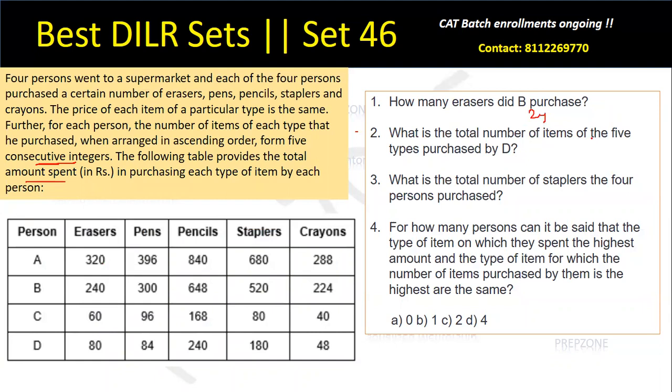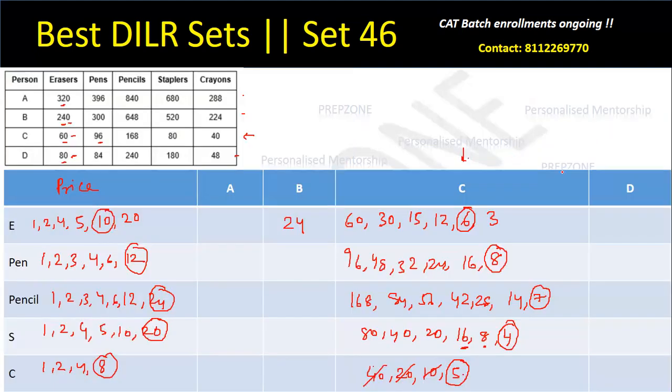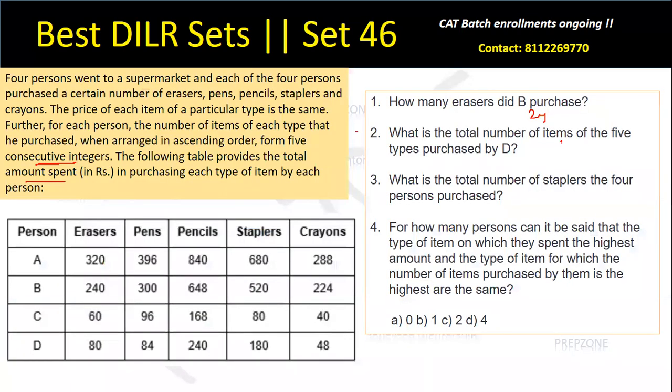What is the total number of items of the 4 types purchased by D? तो मुझे D के सारे types निकालने हैं, right? D का क्या है? 80 by 10 is 8. 84 by 12 is 7. This is 10. This is 9, and this is 6. So 6, 7, 8, 9, and 10. 8 हो गया यहाँ का arithmetic mean. So 8 into 5 is 40. The answer has to be 40. This is the sum. Again, I'm using the concept of AP to find sum at a faster pace.